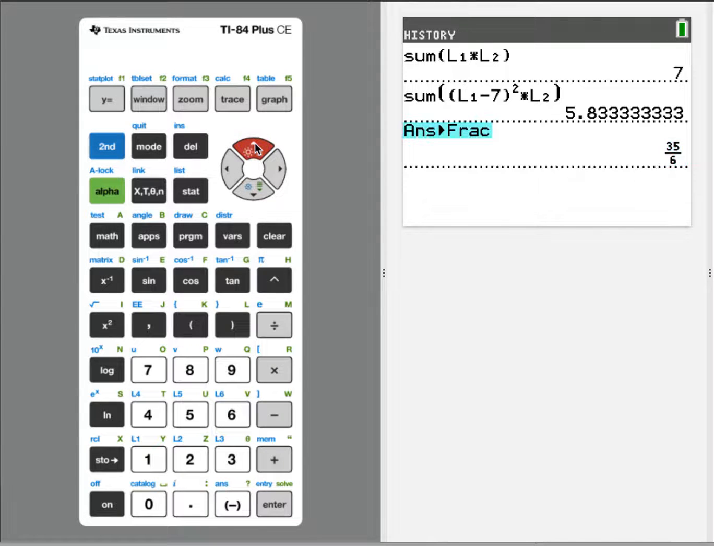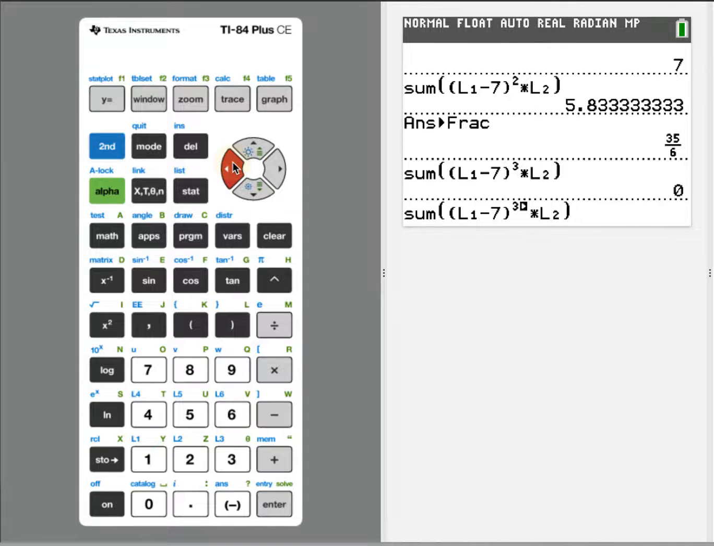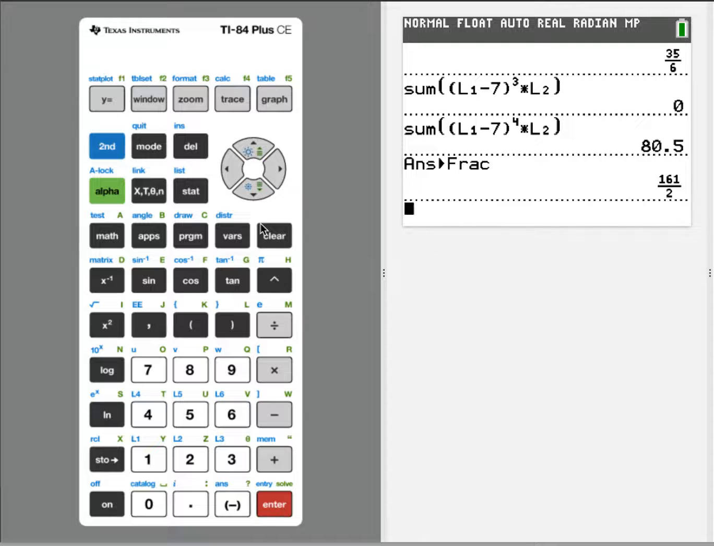To calculate the third central moment, I'll just grab that expression there and edit the expression. So I'll get 0. Because the variance is positive, I know that the skewness coefficient is well defined. 0 over this quantity raised to the 3/2 power is just going to be 0, so there's no point in doing that on a calculator. And then we'll next calculate the fourth central moment. Okay, 80.5. If you want that as a fraction, you can get it that way.